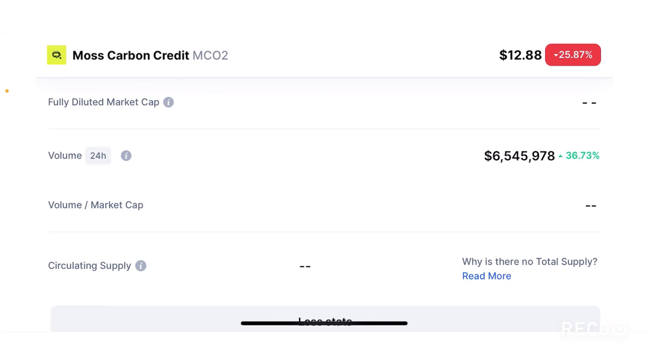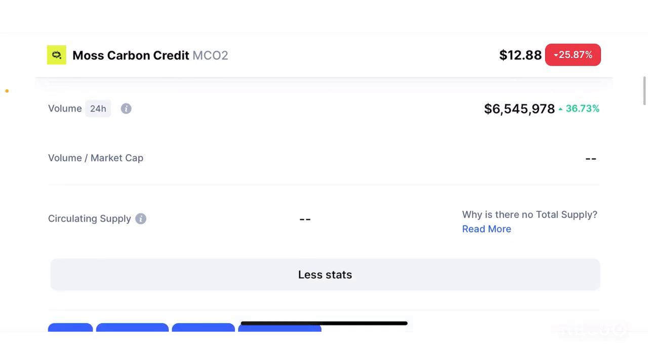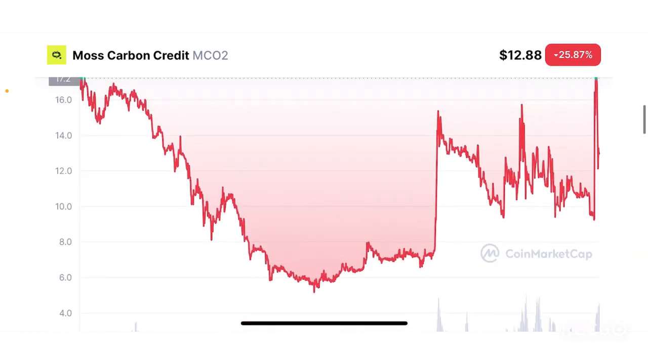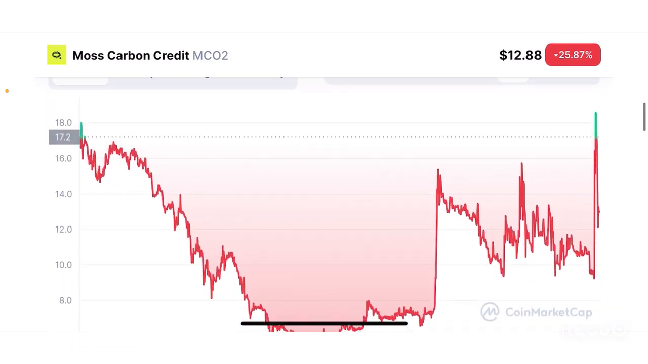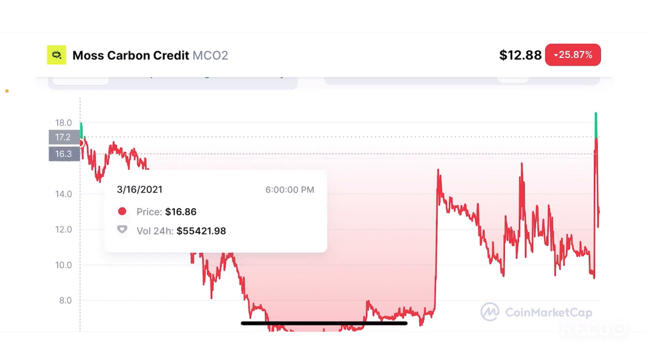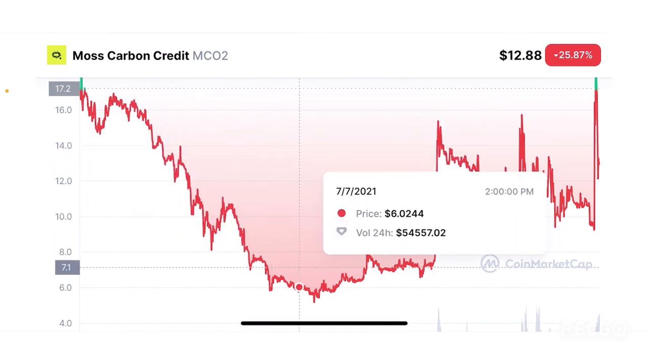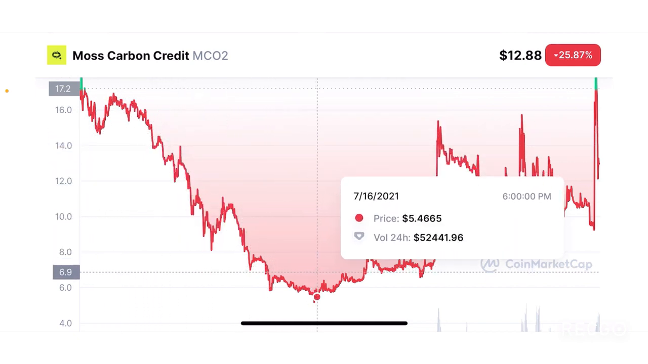And there's no other information here, so let's skip through to the charts. If you go to the charts, you can clearly see that this token has been dumping recently, but it had a good pump after the Coinbase listing. The token was initially worth $16.86 as of March of this year, and it has steadily declined since then, reaching all-time lows of about $5.65.